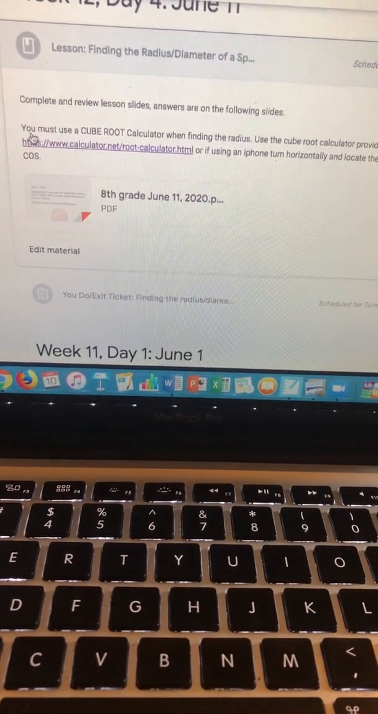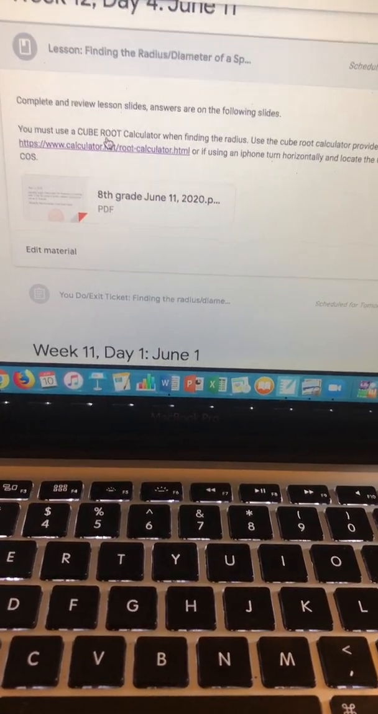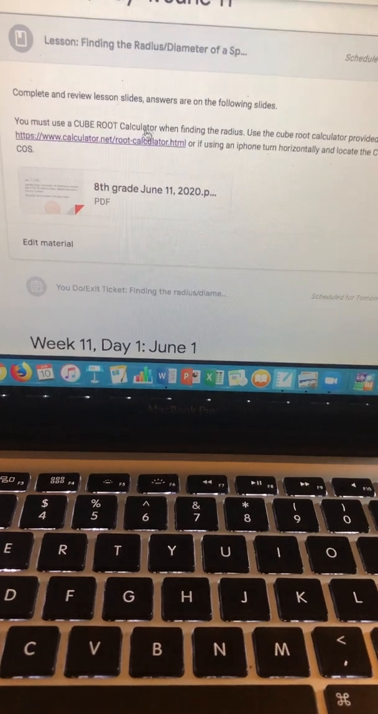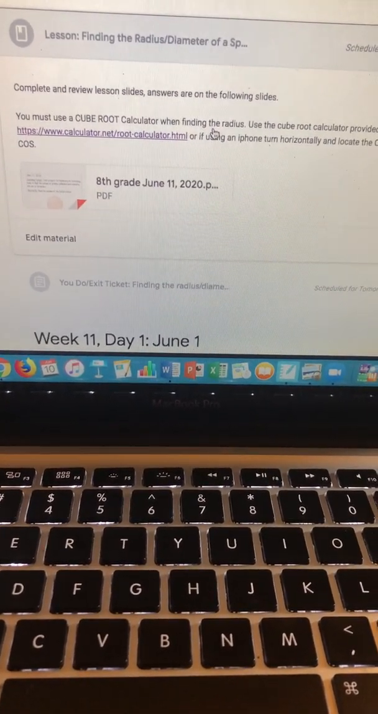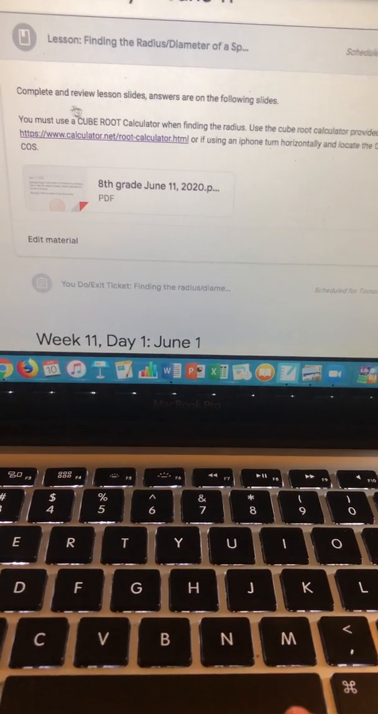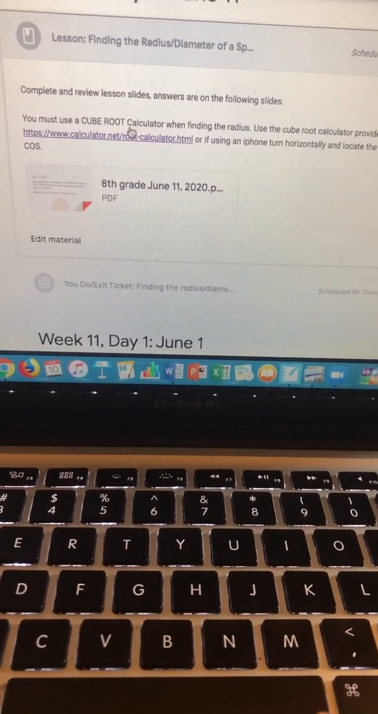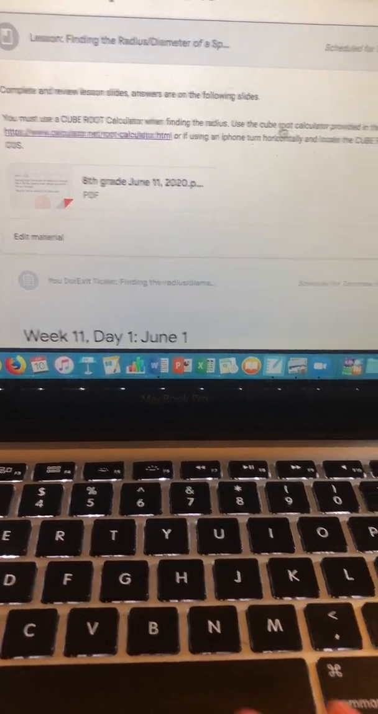For this particular lesson, you must use a cube root calculator. So we've been using a square root calculator, but since the volume of a sphere has the radius to the third power, if we are finding the radius, we're going to need to use the cube root instead.